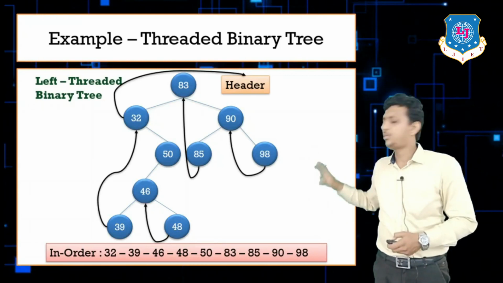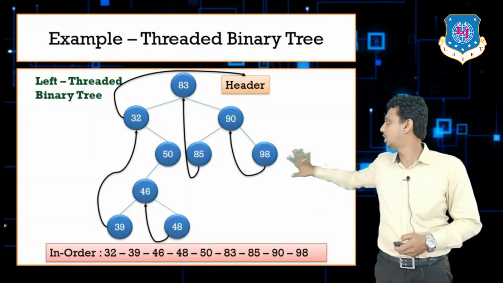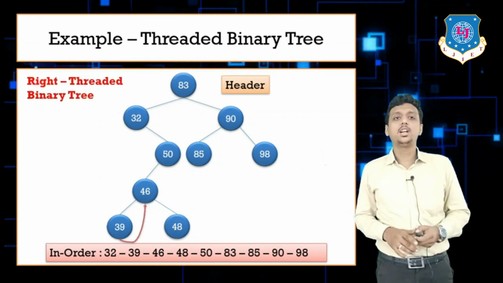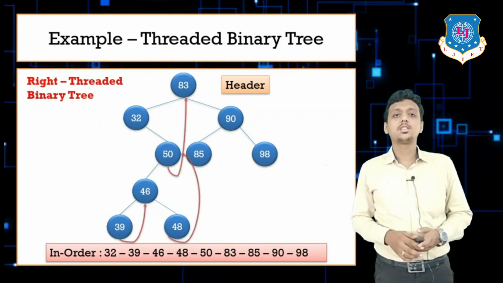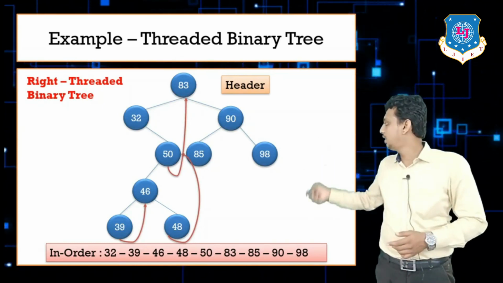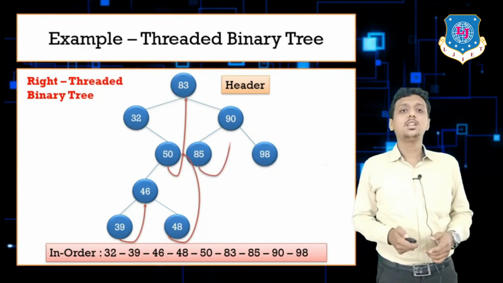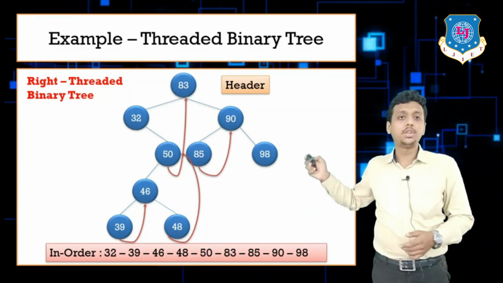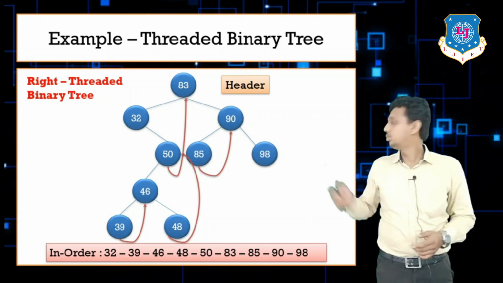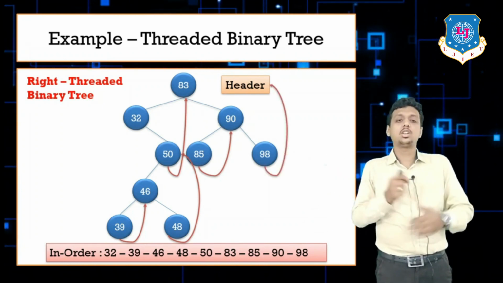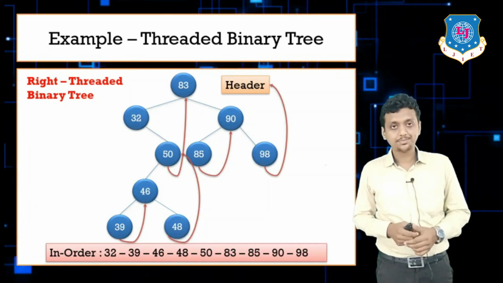After writing the in order sequence, you just need to draw this tree. That's it. Next, the right threaded. The first is 50 to 83, then 39 to 46, then I just forgot to write 48 to 50, then 85 to 90, and then 98 to the header node, because 98 does not contain any successor nodes.